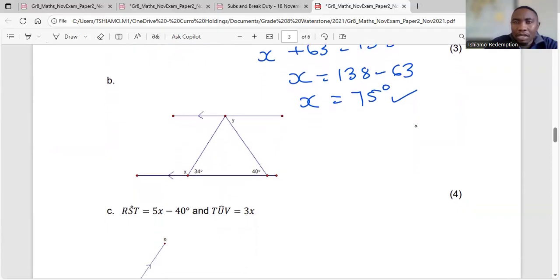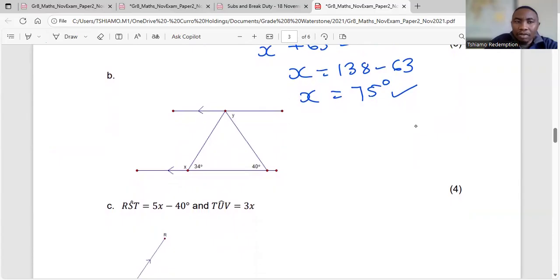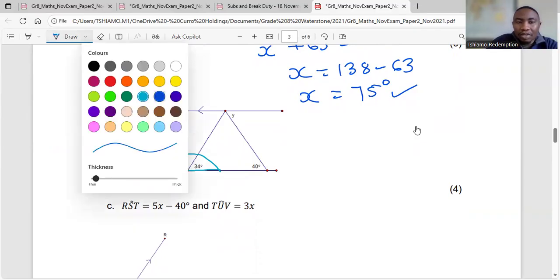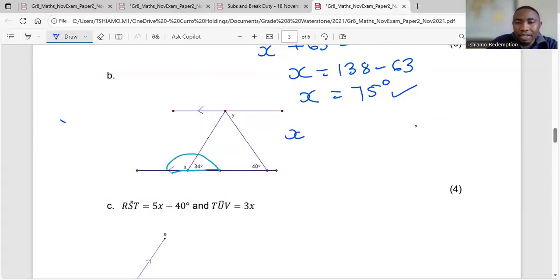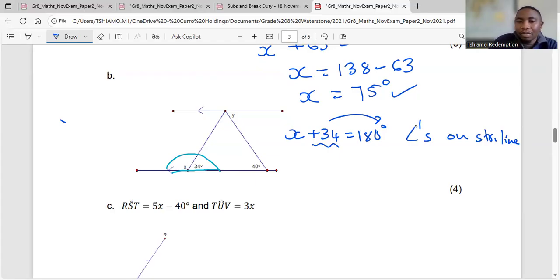Okay, part B, how are we going to do B? How are we going to find x here? Start with this one. You can see that these are adjacent angles on a straight line. So x and 34, they form a straight line equation. This means x plus 34 equals 180. What's the reason? Angles on a straight line. That's your reason. And then move this one there. It's a positive, so it's going to be a minus, or subtract 34 from both sides. So x will be 180 minus 34, which is how much?